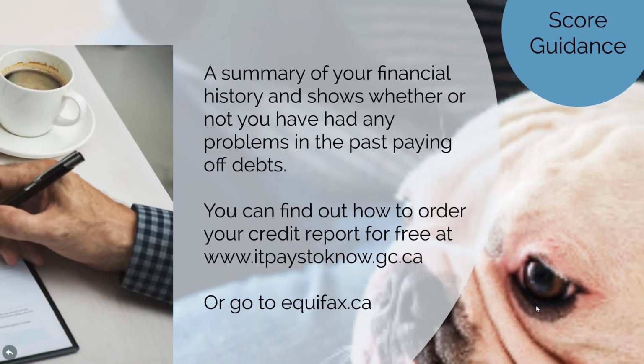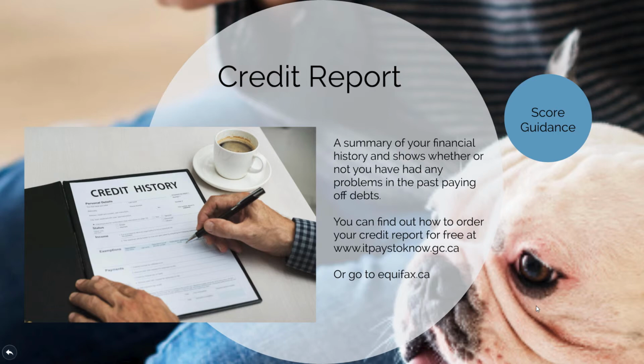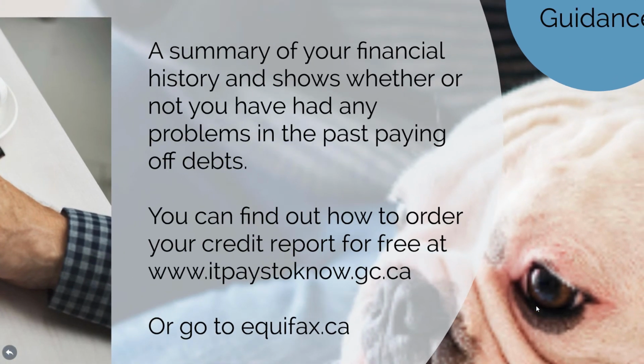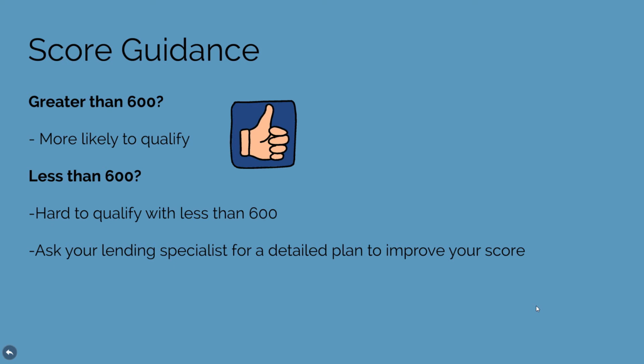So that leads into the next thing that I wanted to go to, which is giving you some score guidance. So part of your credit report is actually going to be your score. So I just want to give you a little guidance on kind of evaluating where you're at based on what kind of score you come back with. So if you come back with a score greater than 600, you are more likely to qualify. If you've got a score of less than 600, it's going to be harder to qualify with that score. And if that is the case, if you come in with less than 600, my recommendation is to get in touch with a lending specialist so that they can help you come up with a detailed plan to improve your score. And you can do this straight with your mortgage broker or even your bank, depending on who you go through for getting a mortgage.